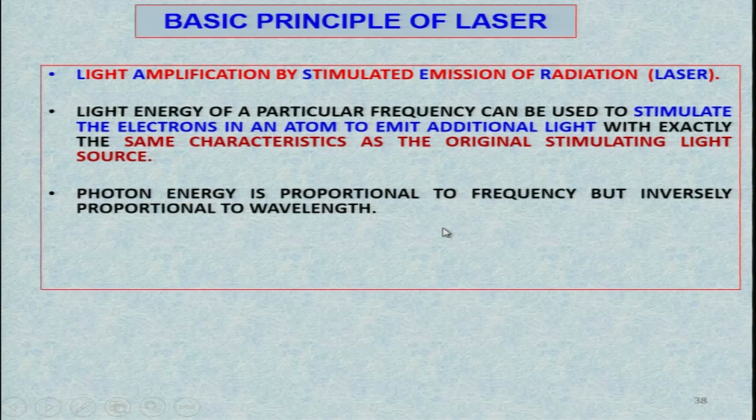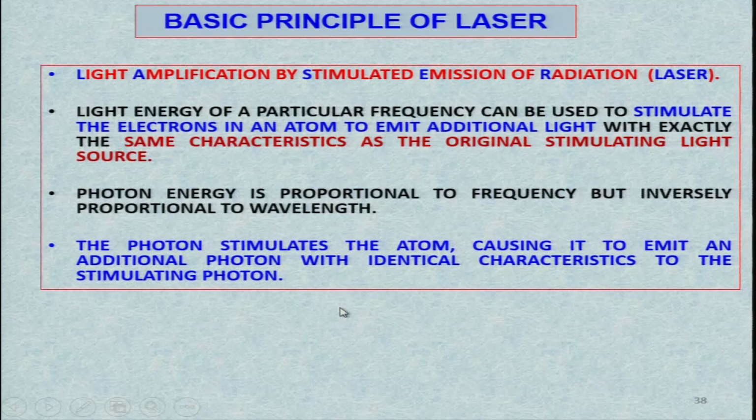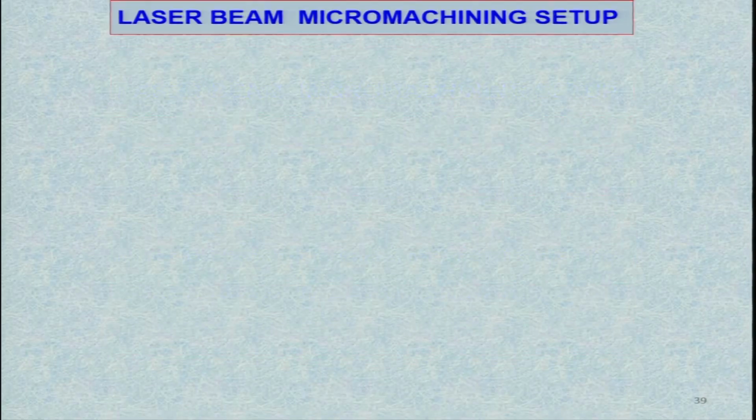Photon energy is proportional to frequency, but inversely proportional to the wavelength, and the photon stimulates the atom, causing it to emit an additional photon which has identical characteristics to the stimulating photon, and as a result of this you have laser light.